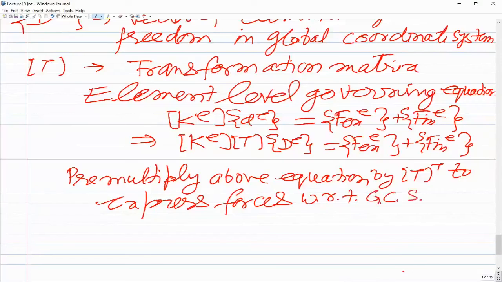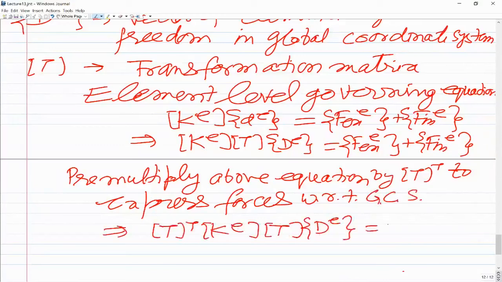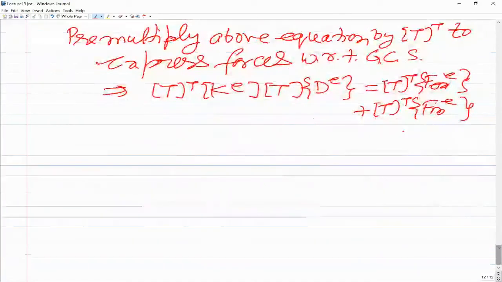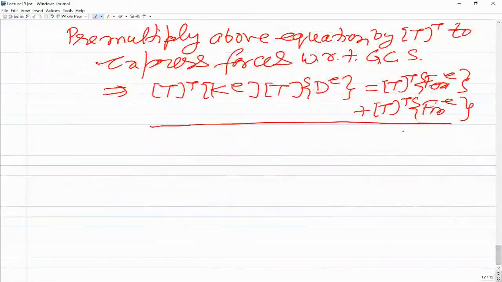GCS. So now you can write finally this equation as T transpose into Ke into T into De is equal to T transpose into F external for the element plus T transpose into F internal for the element. Now this equation is in the global coordinate system. So this is the element level governing equation in the global coordinate system. After this transformation, we can actually do the assembly.